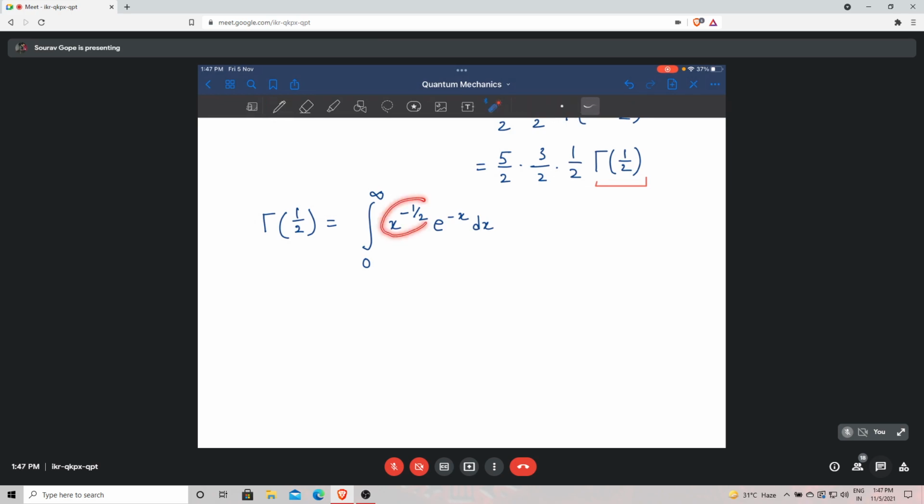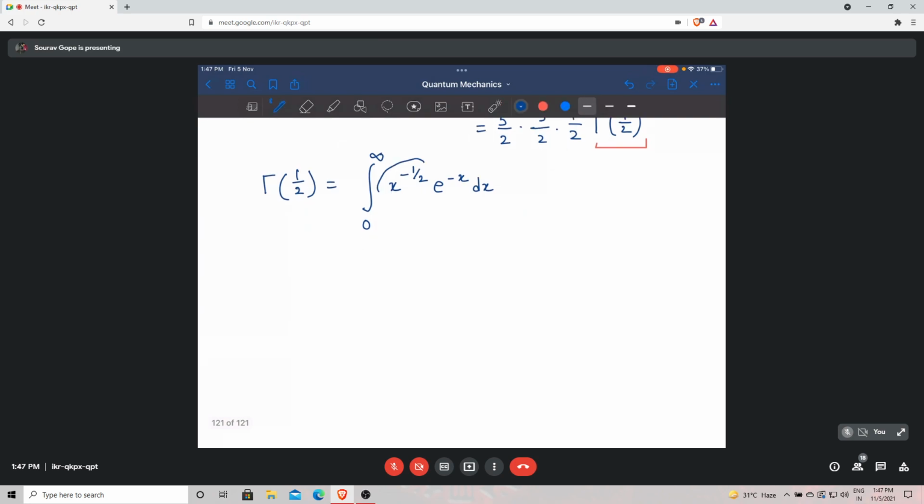Now you can also say that this function has x to the power minus half sitting here, but putting x equal to 0 does not hamper it, it does not blow up. But I can avoid this x to the power minus half by a simple variable change.